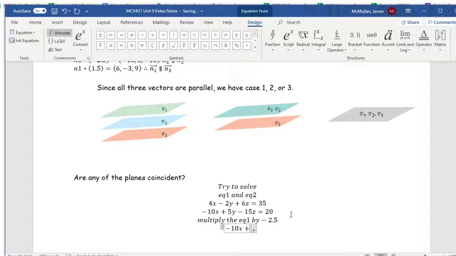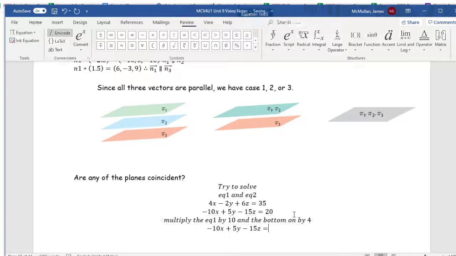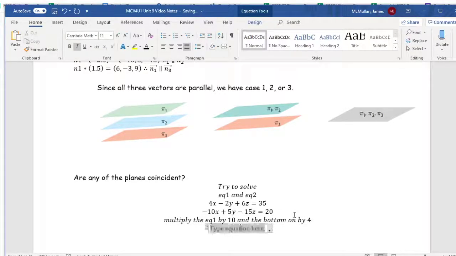Yeah, negative 10x plus 5y minus 15z. At 2 point, I guess this was actually not such a smart idea. Okay, let's multiply the top one by 10, bottom one by 4. I don't want to work with decimals, don't ask me why.